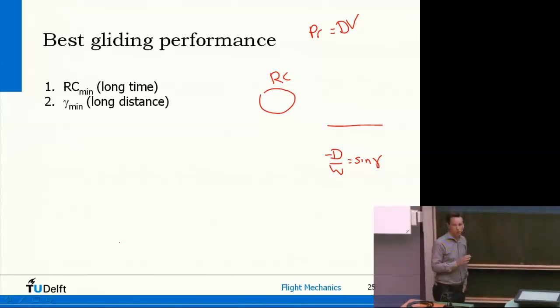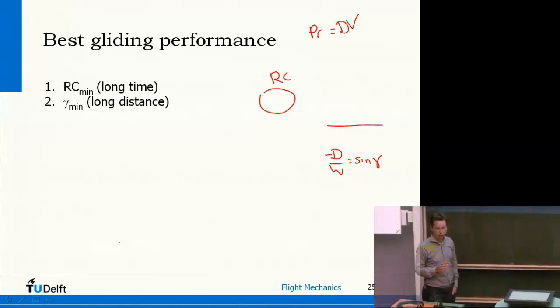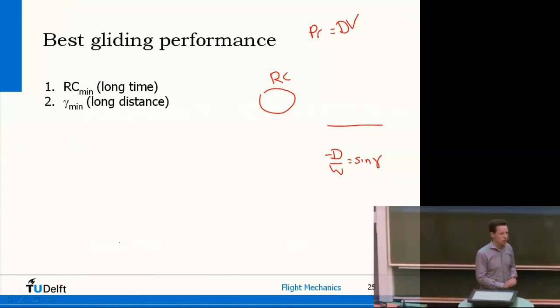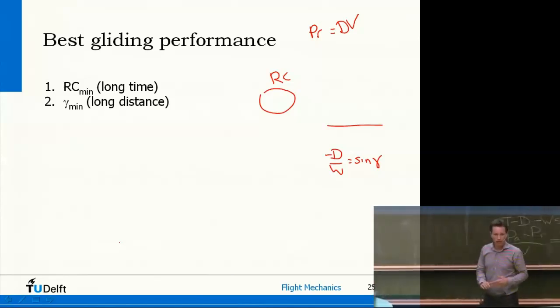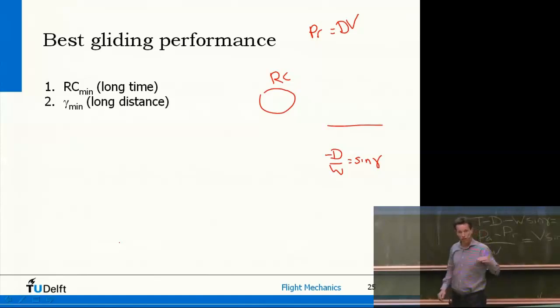What I'm going to look at is the best gliding performance. Now there are two parameters I'm going to look at. One is to have minimum rate of climb, or actually it's a negative rate of climb, so rate of descent. That's in terms of time very nice, because if you're in a glider just enjoying the view, then it's nice if you can stay in the air for as long as you can.